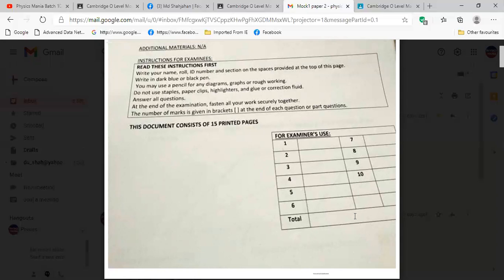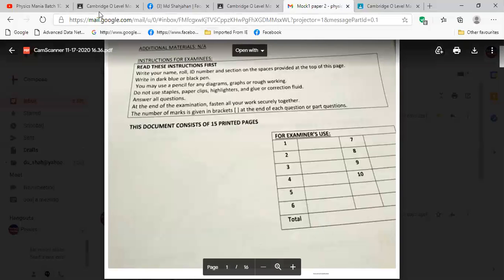So where would I write it? In the total part. 58 divided by 75, then the percentage is 77.3%. Then you write 77%. Yes, sir. So it's 77%.